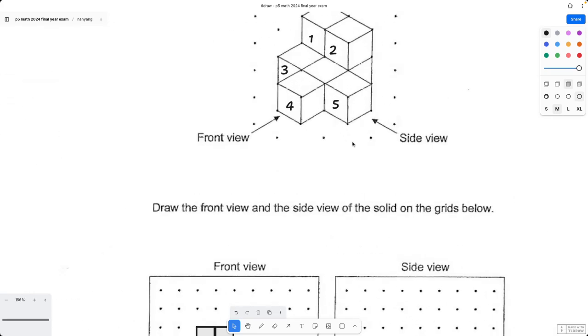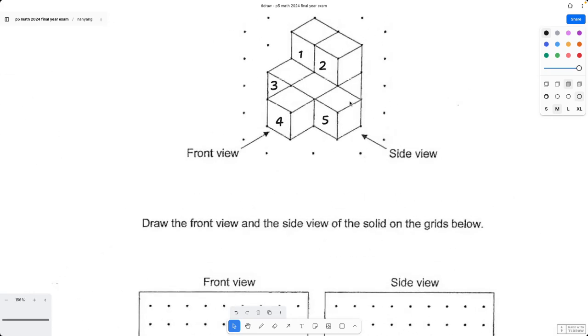What about the side view? So the side view will be, let me put in 1. We have 1, and then we have 2 like this. Then we have 3, and then we have 4.